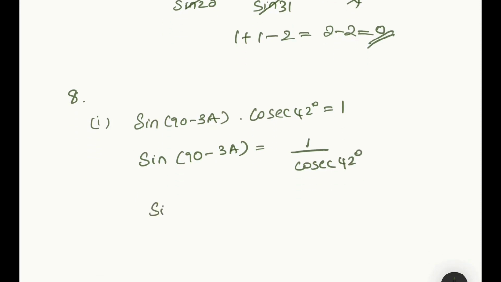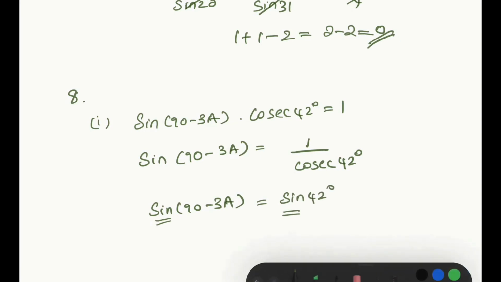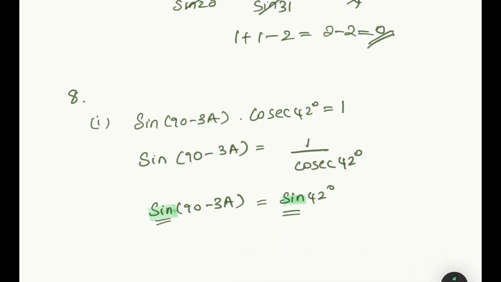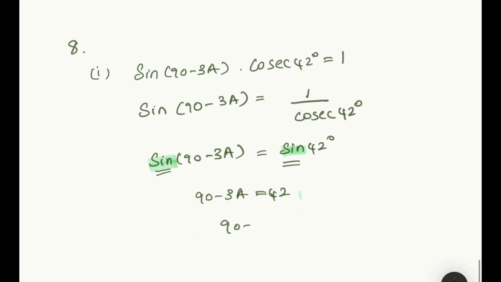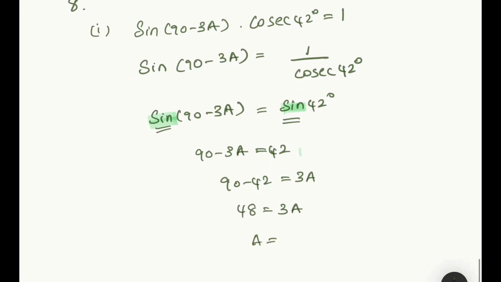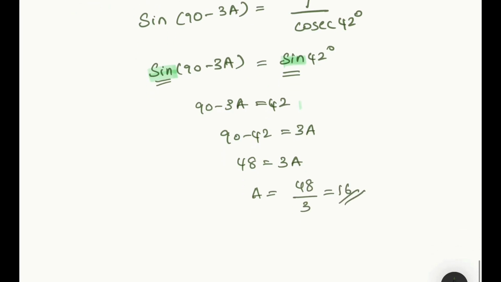Okay, just have a look at how we are solving it. Sin(90 - 3A) equal to 1 by cosec 42 will be sin 42 degree. Now I got sin on both the sides, right? We have sin here, sin here. So we can equate the terms. What is given? 90 minus 3A equal to 42. 90 minus 42 equal to 3A. 48 equal to 3A. A is equal to 48 by 3, that is equal to 16.